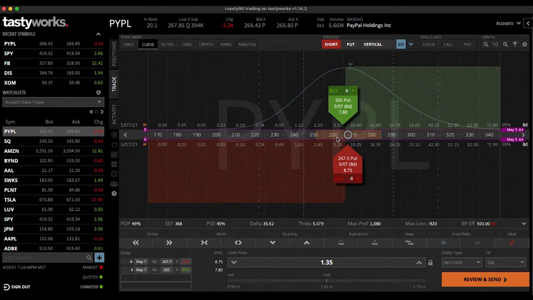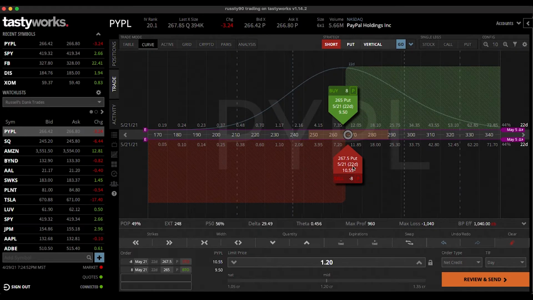You're gonna have to manage risk. That's why you want to give yourself at least 45 days. I mean, at least I like to do 21 days. So the expiration, 22 is fine. Increase the expiration to 22.